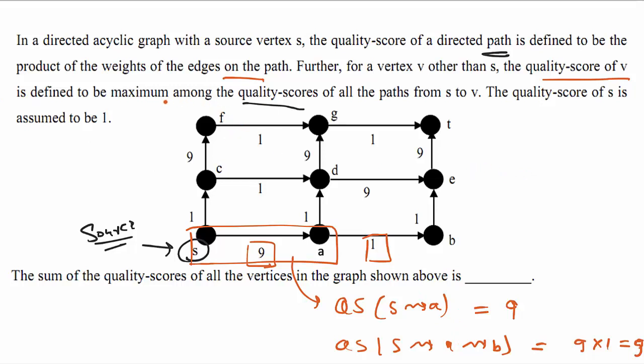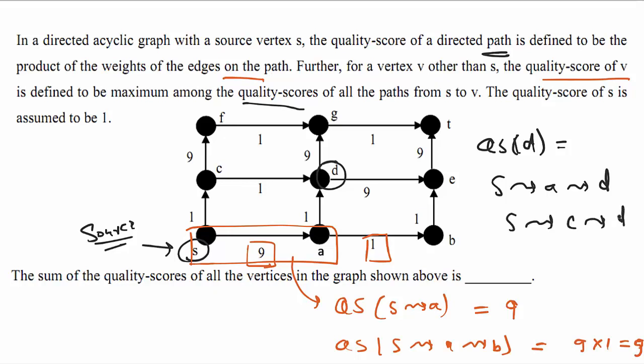The quality score of a vertex V is defined to be the maximum among the quality scores of all the paths from S to V. If I ask you the quality score of vertex D, you will ask what all the paths from S to D are. One path is S to A and then A to D. Another path is S to C and then C to D. So there are two paths possible.